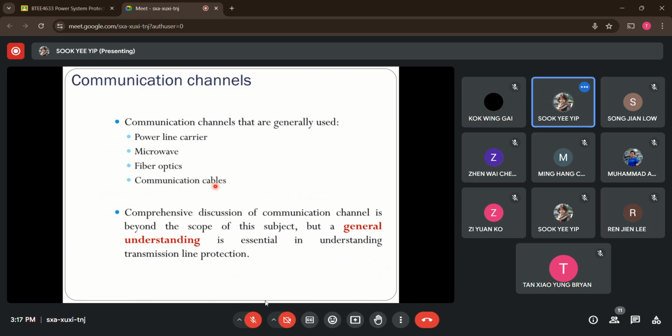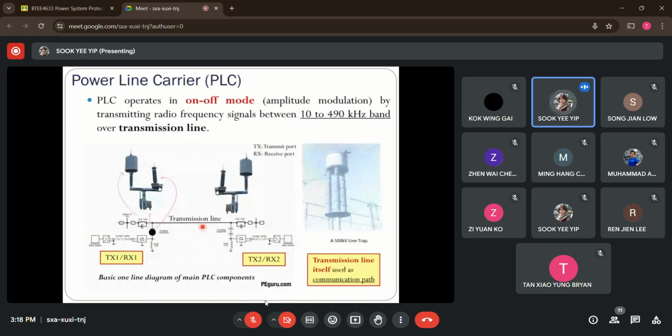All right, so the general descriptions, or I should say the understanding of each type of communication channel, will be discussed in the next sections so that it gives you a better understanding of how we can implement it as a pilot protection scheme. So there will be no comprehensive detailed discussion of each communication channel because it's beyond the scope of this subject. All right, so now let's move on to talk about the earliest pilot protection scheme we can use, which is the power line carrier.